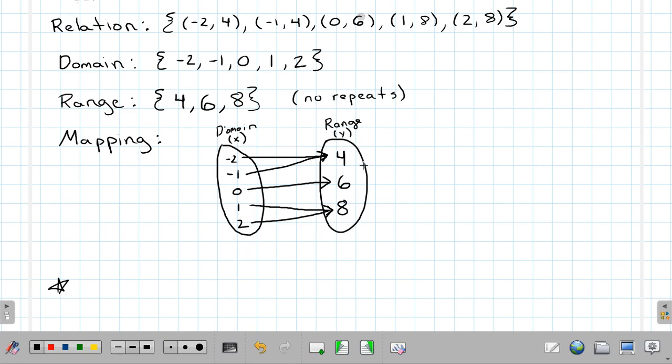So in this case, where the repeats come in is look how many lines go to the number 4. Well, we have 2 lines. So basically, each one of these lines represents an ordered pair.